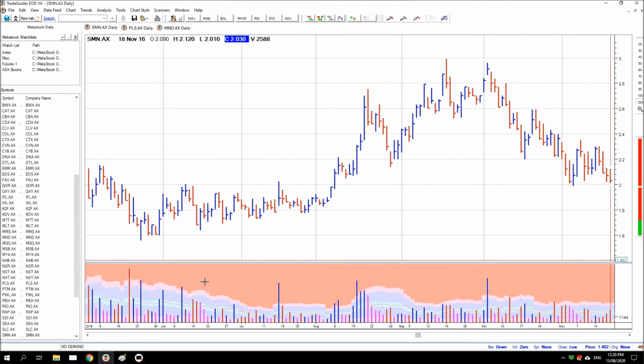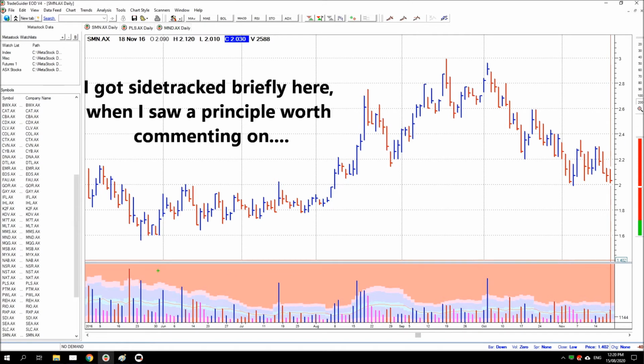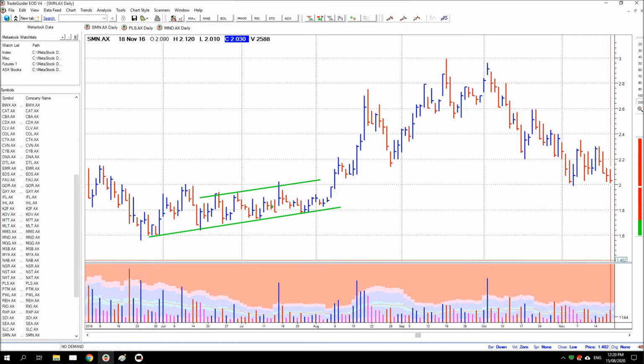And just note here, this beautiful little period of absorption. If you can get this into your head and understand what's going on, you'll benefit from it. This is a period of absorption. You can see it's characterized by a pressing nature to the upside. All the lows are just slightly higher.